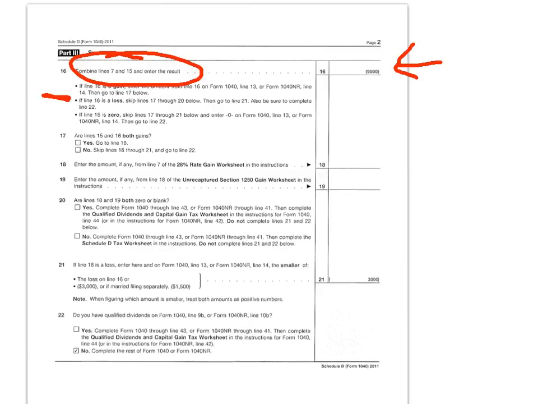So now we jump all the way down to 21, and 21 says, enter the smaller of the loss on 16 or $3,000. So we're entering $3,000 in this case. And then it also tells us to enter that on Form 1040, line 13. So this Schedule D rolls up onto our 1040, line 13. And the last thing you have to do is answer the question on row 22.